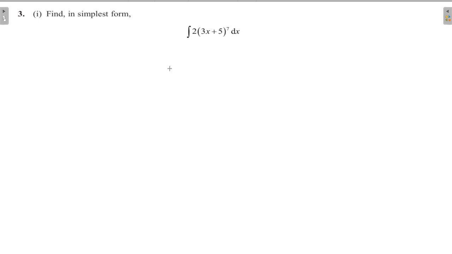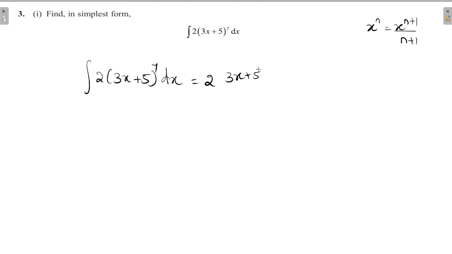Question number 3, just integration. Let's integrate 2 times 3x plus 5 the whole power 7 into dx, which is equal to, consider 2 as a constant, 3x plus 5 the whole power 7. The integration of x power n is x power n plus 1 by n plus 1. So apply this formula here, integration term. So 3x plus 5 the whole power 7 plus 1 is 8, 8 by 8.